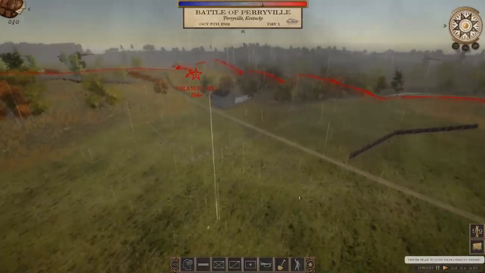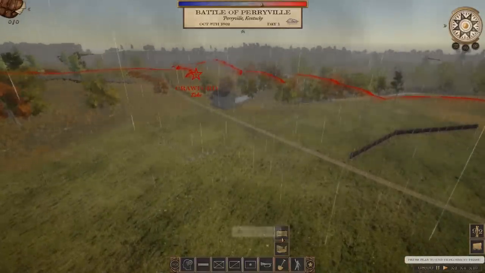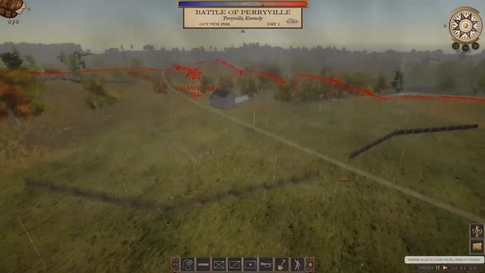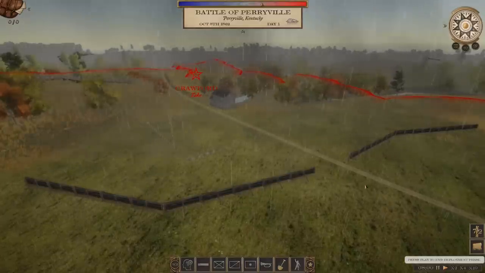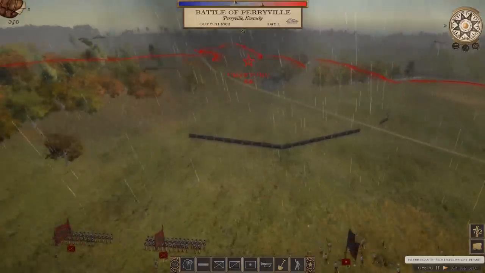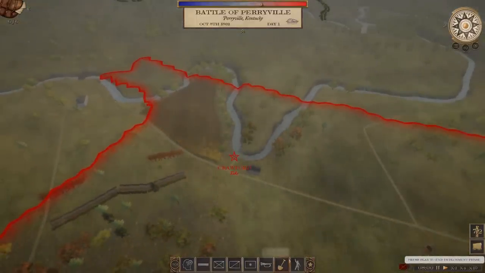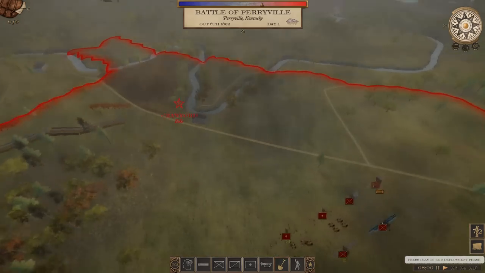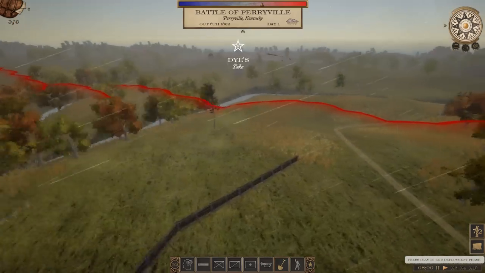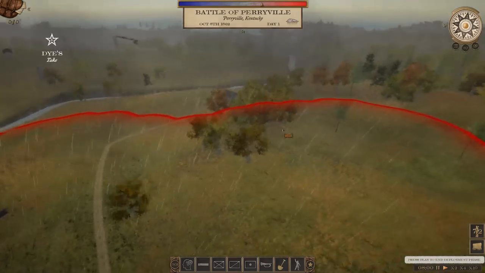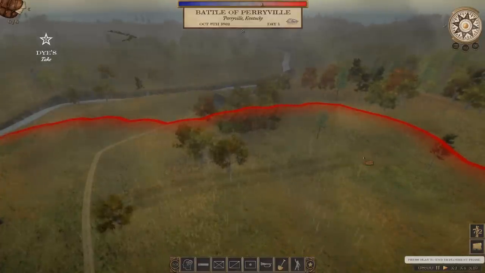And the difference between trenches and breastworks is that you can also construct these breastworks during the gameplay when fighting is going on. And trenches can only be built during the deployment phase, which happens before the battle, and also between days if you're playing a multi-day battle.